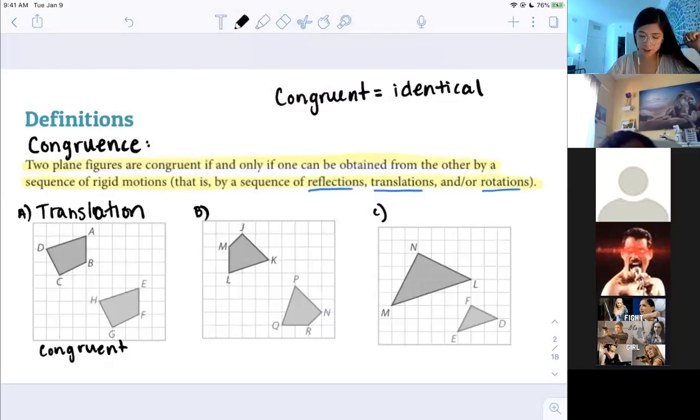So that's a translation. What about B? Are they congruent or not? Yes. Wait. Yes? What do we got? What do we all think?